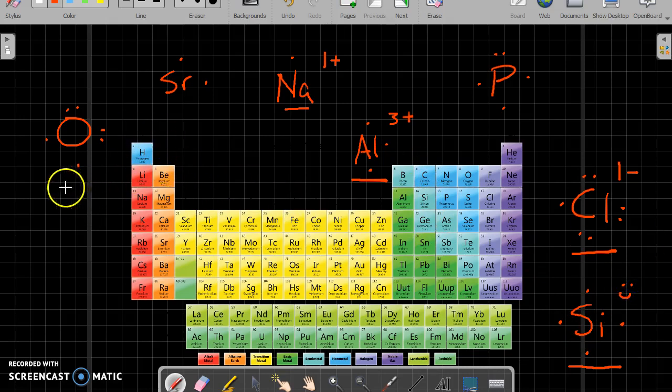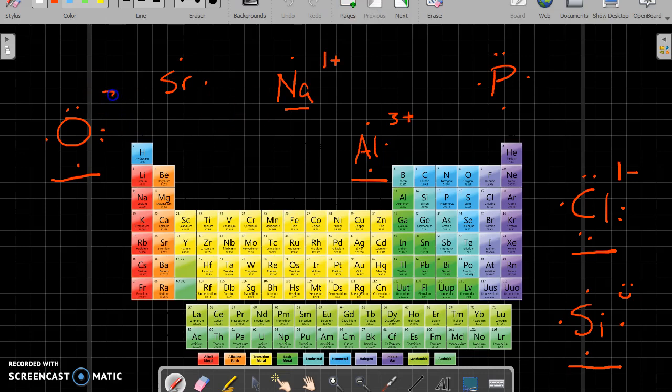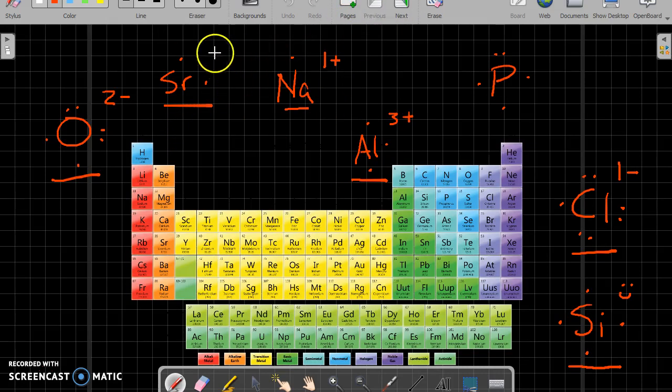Alright, how about oxygen then? Oxygen has 6 valence electrons. That's on this side, so it's going to... How many is he going to take to get up to 8? He's going to take 2. So he's 2 away from 8. So that'll be 2. Is it positive or negative? He's taking negative electrons, so he's negative. Alright, what about strontium? Strontium here only has 2 valence electrons. So it'll give them both away and get a charge of 2 positive.